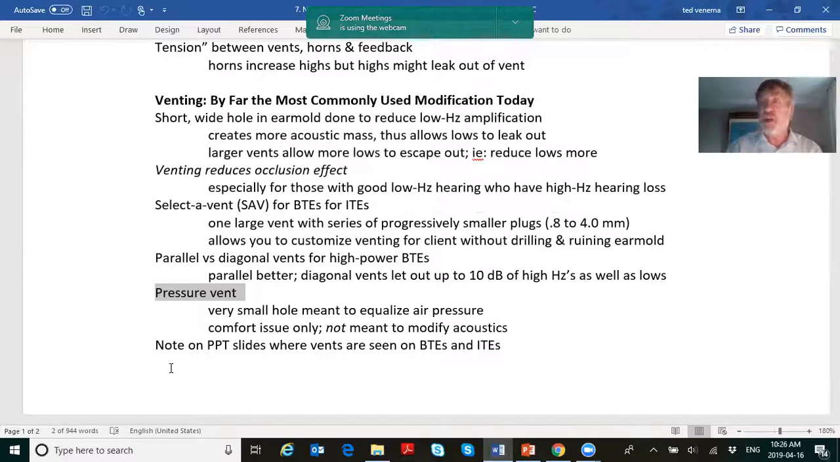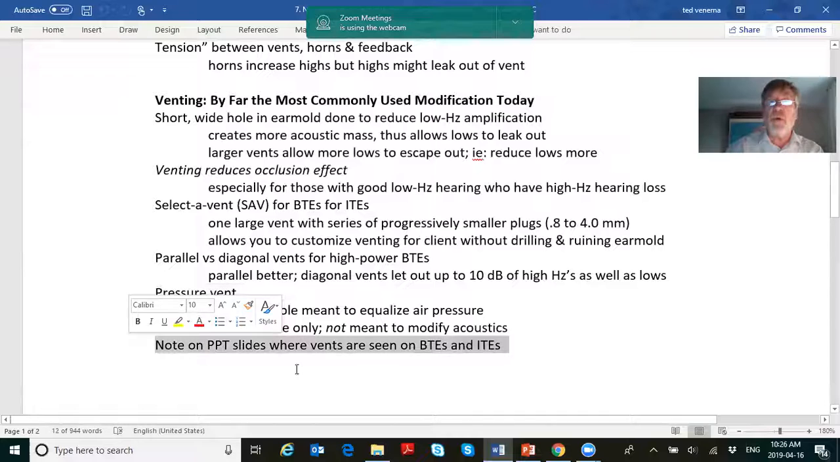It just keeps the ear canal less damp. It's mostly meant so that when you take the hearing aid out of the ear, you don't yank out the eardrum and the ossicles along with it. Okay, pressure vent is a comfort issue only, not really meant to modify acoustics or decrease the occlusion effect.